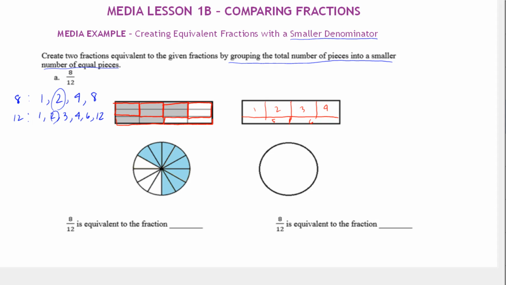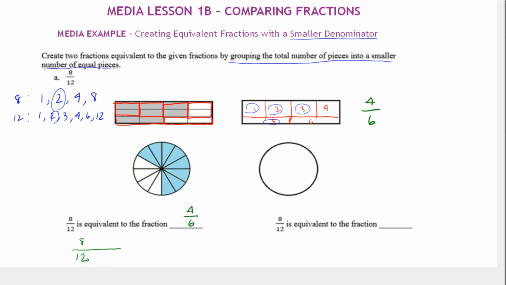Now, which ones were shaded in the diagram? Well, this one, this one, this one, and this one. So 1, 2, 3, and 5 were shaded in the diagram. So we can think of this as 4 out of 6 shaded pieces. So these 4 are shaded, 1, 2, 3, 4, and there are a total of 6 pieces. So 8/12 is equivalent to 4/6.